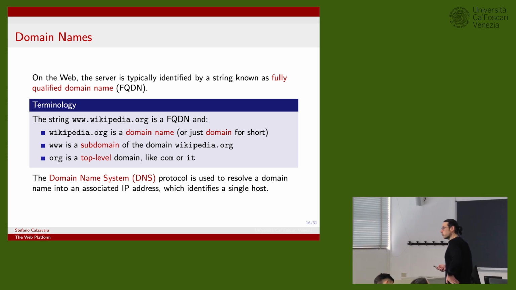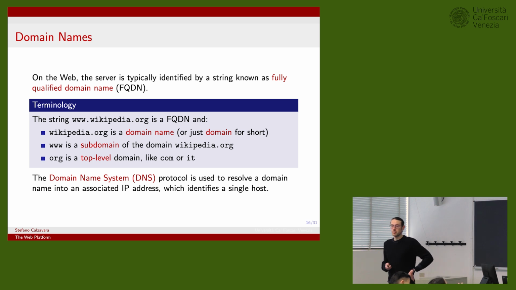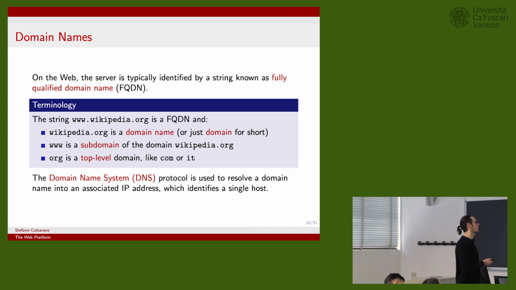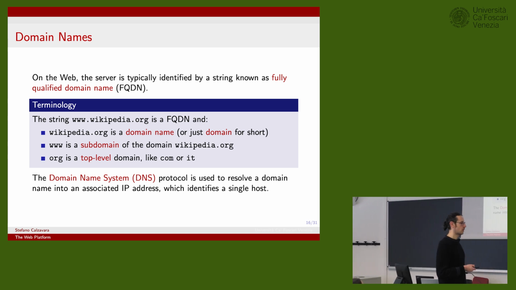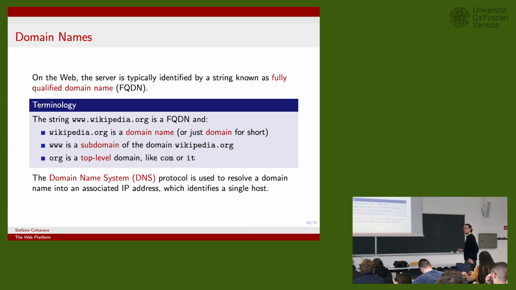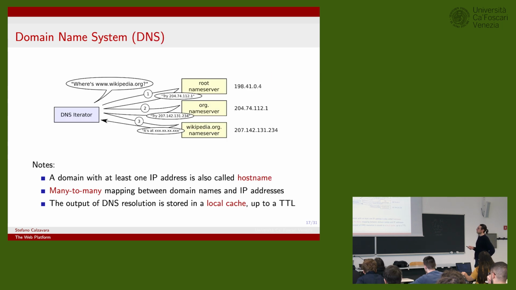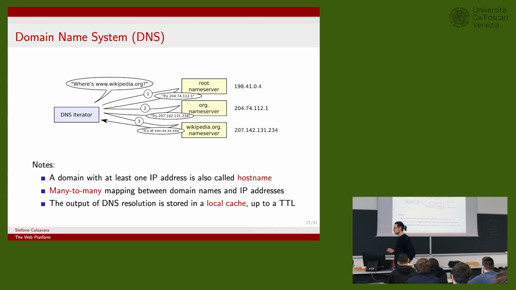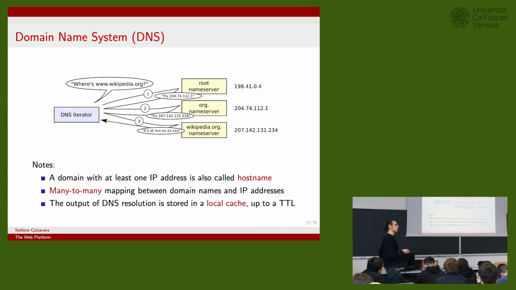There is a protocol which is called DNS, the domain name system, which is in charge of translating this human-readable representation, the domain name, into an IP address. So into an internet address which identifies a single host. How does it work? We can see an example in this slide. The process is recursive. So you have a component which is called the DNS iterator, which is in charge of resolving domain names into IP addresses.